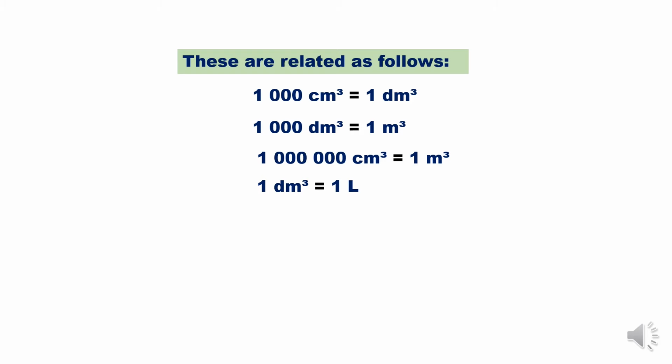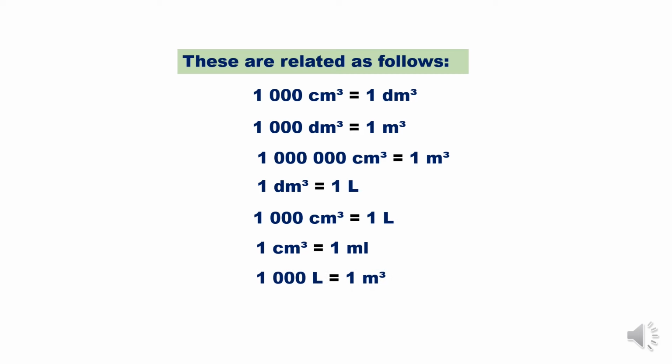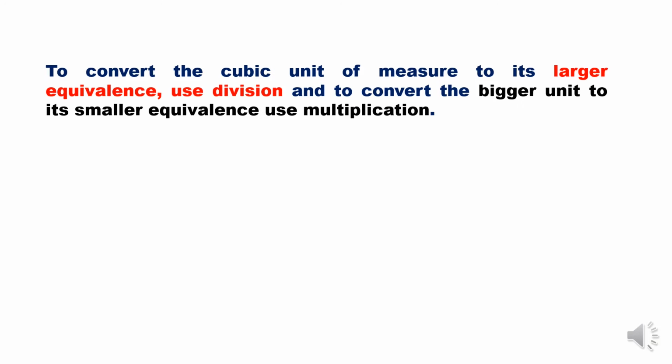1 cubic decimeter equals 1 liter. 1,000 cubic centimeter equals 1 liter. 1 cubic centimeter equals 1 milliliter. And 1,000 liter equals 1 cubic meter. To convert the cubic unit of measure to its larger equivalence, use division, and to convert the bigger unit to its smaller equivalence, use multiplication.